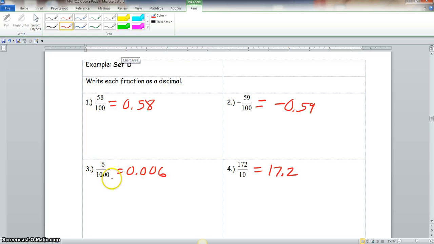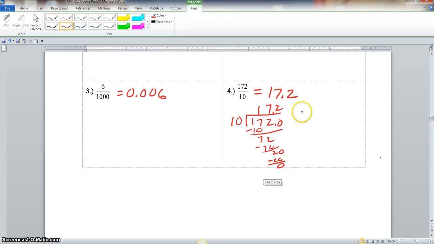Then number 3, we have 6 over 1,000. That 6 must be in the thousandths place, so it's 0.006. And finally, number 4, 172 over 10. Now, we know that this 2 will have to be in the tenths place, because we can divide it out and it'll give us 17.2.